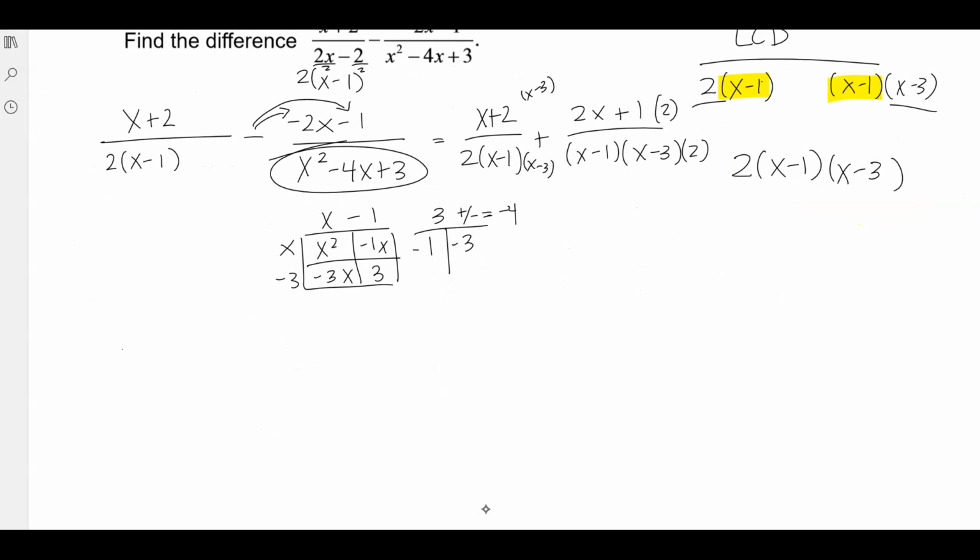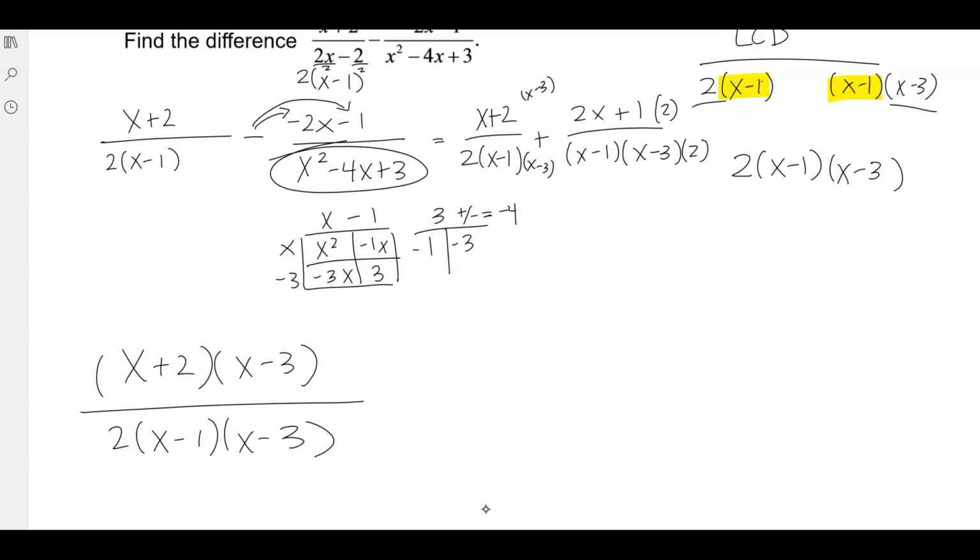So to write that, you'll have x plus 2 times x minus 3 over 2x minus 1, x minus 3. You don't want to simplify yet, so you just leave it. And then 2 times 2x is 4x. 1 times 2 is 2. And then we're going to write it as 2x minus 1, x minus 3.